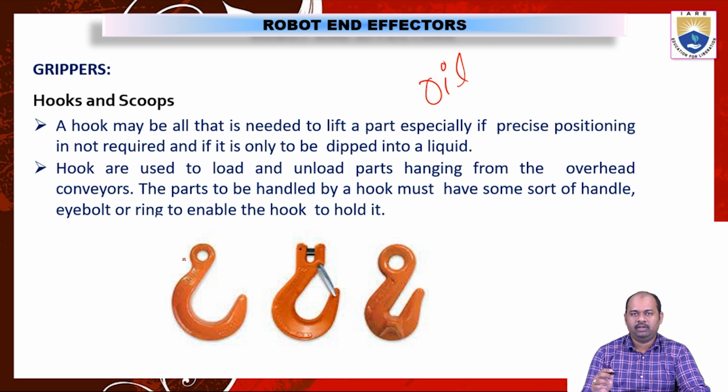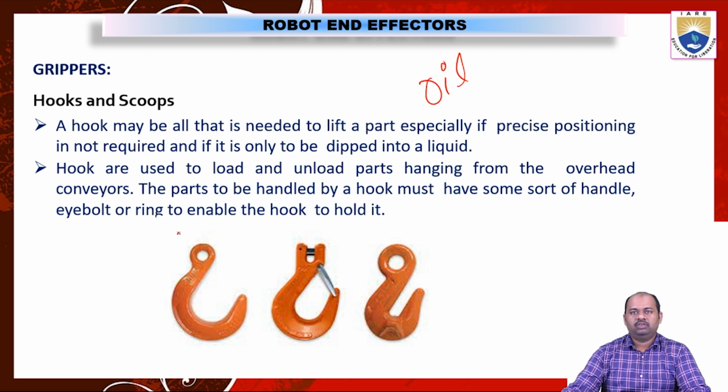These hooks are connected to the end point of the arm, and are used to load and unload parts hanging from overhead conveyors. Overhead conveyors are the big conveyors used in industries to carry loads inside the building, inside the industry infrastructure. Hooks are used for removing or loading objects to the overhead conveyors. Because these are small hooks connected to the robot, they are used to carry very small loads.